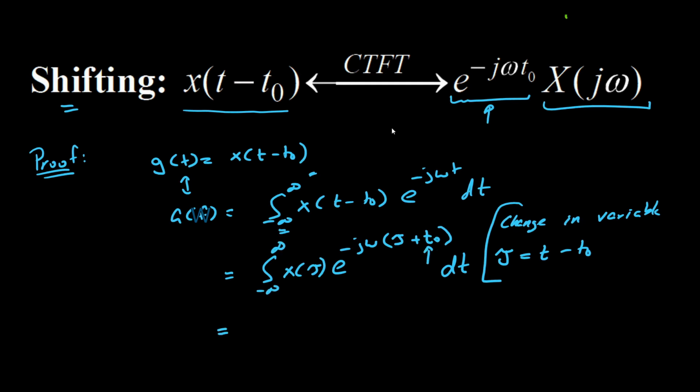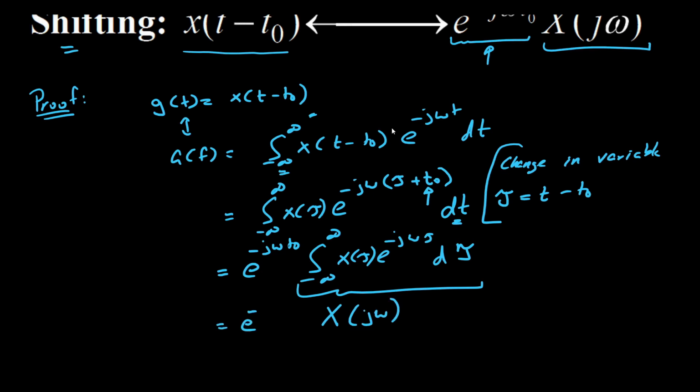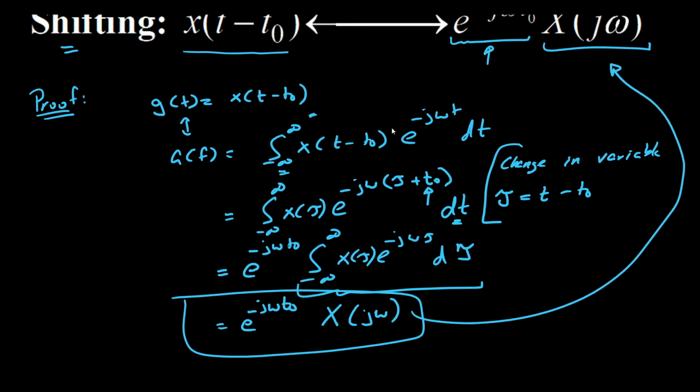Now this t naught is not a part of this integration, so we can take it out of the integration, so we would have e to the power minus j omega t naught, and the rest of the function would be an integration of x of tau e to the power minus j omega tau d tau. And this is simply the definition of the Fourier transform. So we have X of omega, or X of j omega, which is now multiplied with e to the power minus j omega t naught. So this concludes our proof, which is mentioned over here.